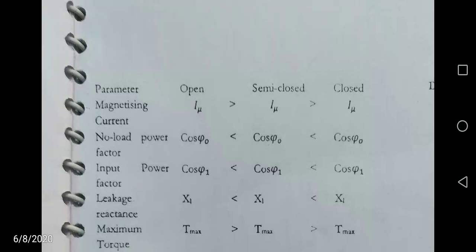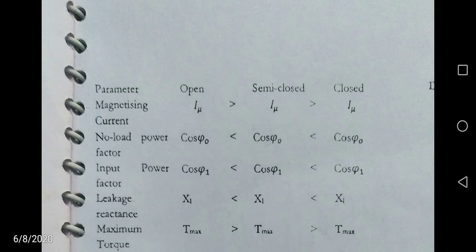So, in revision of induction machine, these are the slots: open slot, semi-open slot, and closed slot. In open slot, the air gap is more as compared to semi-closed slot, and in semi-closed slot the air gap is more as compared to closed slot. The air gap means it is a gap between stator to rotor.